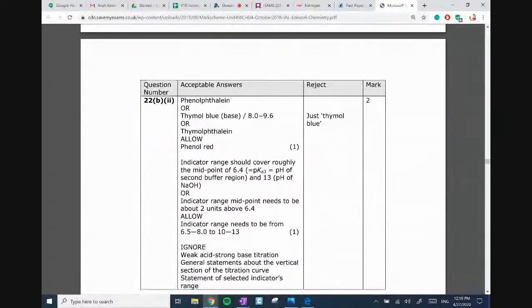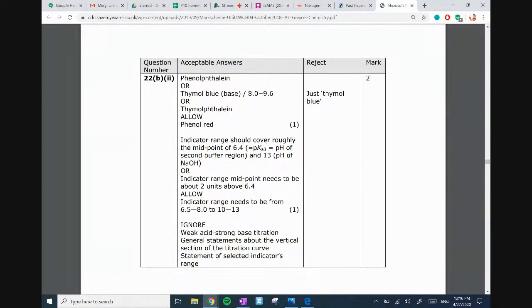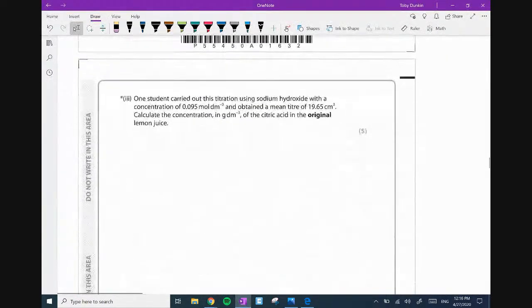Indicator range should roughly be the midpoint of the pH 6 to 7 buffer region. Indicator range needs to be from 6 to 9, or 8 to 10, up to 13. Anyway, it's fine. Just give the indicator range. Quote from the mark scheme. It's fine.